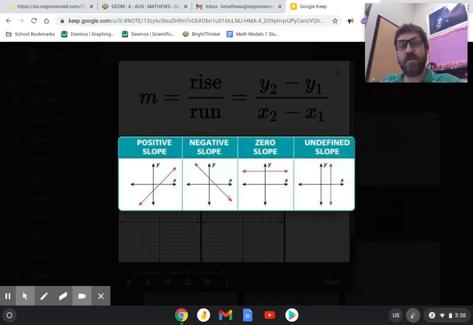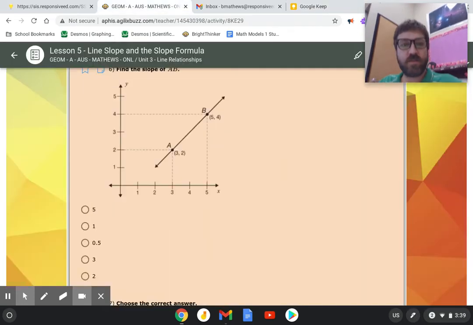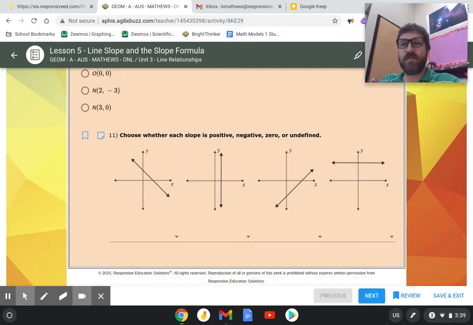So positive, negative, 0 slopes are straight horizontal lines across the graph. They don't go up or down. They have a 0 slope. And then undefined slopes are lines where it's not a slope across, it's only up and down, it's only vertical. So you need to know the information in this table. And you'll see the last question in the lesson is going to ask that exact question. Choose which slope is positive, negative, 0, or undefined. So that's one main concept that you need to have.